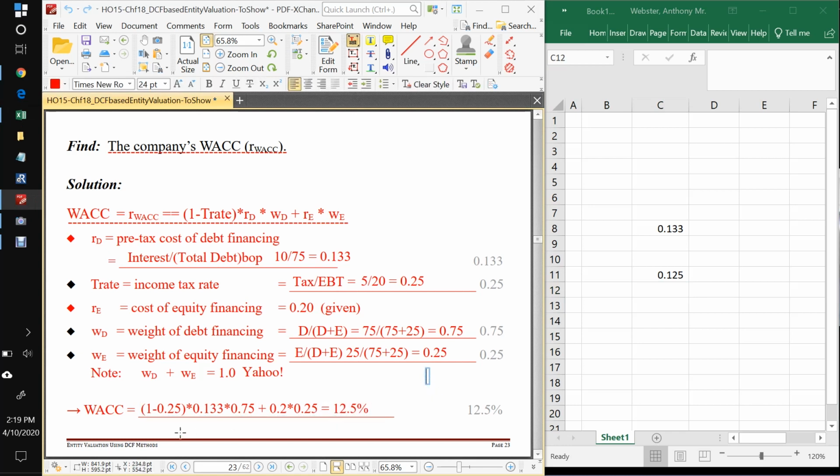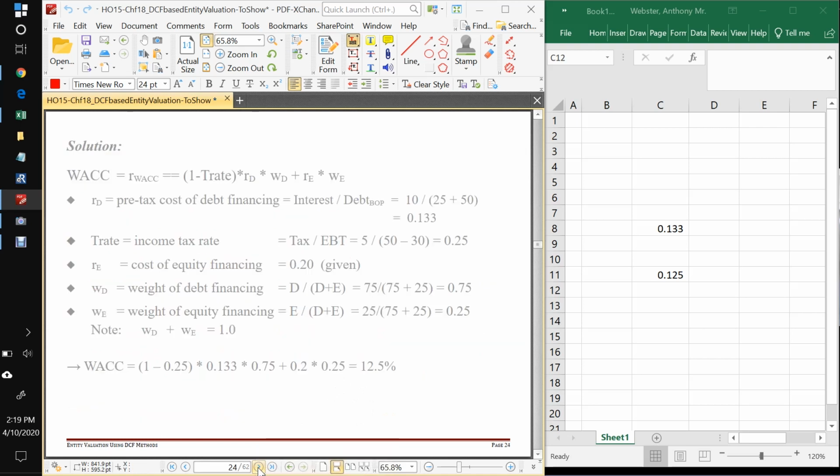Okay, so that's it. That's how we compute the weighted average cost of capital for a company. So no big deal, pretty straightforward. And this is what we would use to discount with if we're trying to get an NPV for all stakeholders, for debt holders and shareholders.